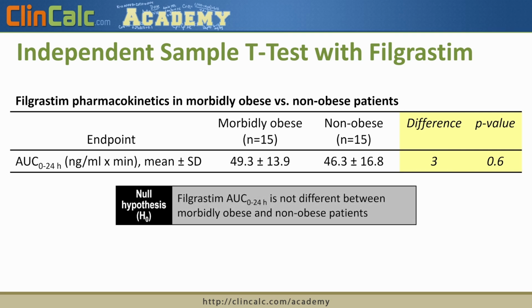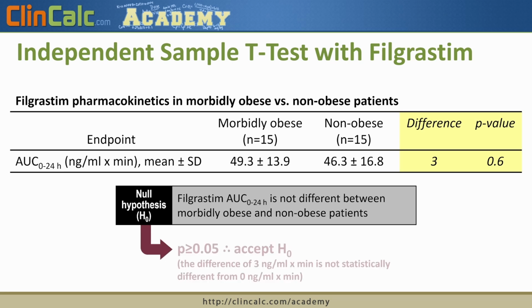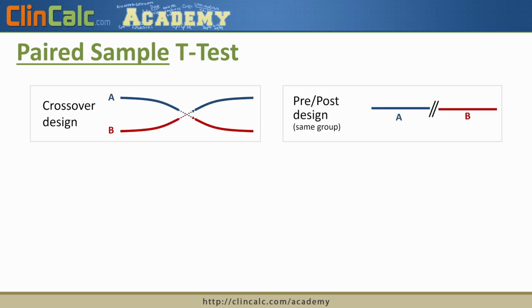So based on that p-value, we accept the null hypothesis that filgrastim's AUC is not different whether you're obese or non-obese. And because that p-value is greater than 0.05, we accept that, effectively saying that the difference is not statistically different from a 0. Or in other words, even though we observed a difference of 3, that 3 is due to chance alone, and it's as if there was no difference, which would be a difference of 0 in the study. Well, what about when we have a paired sample?